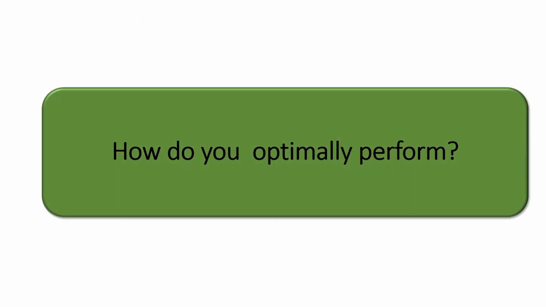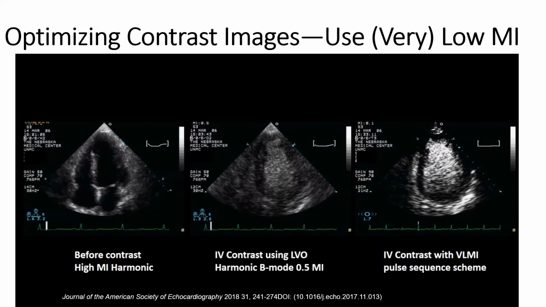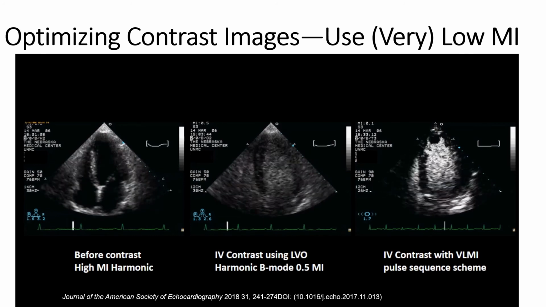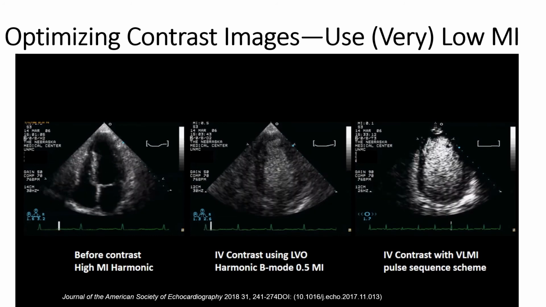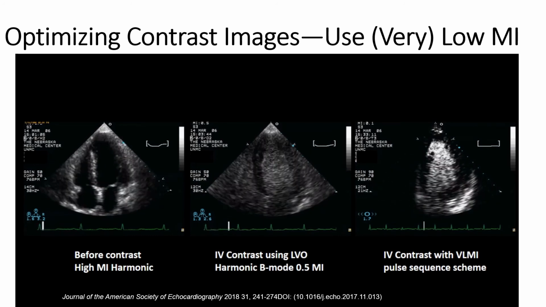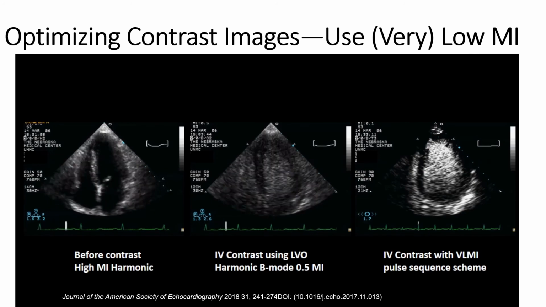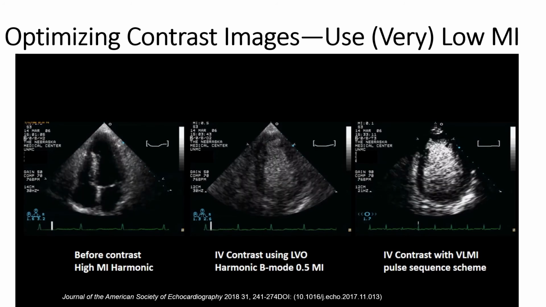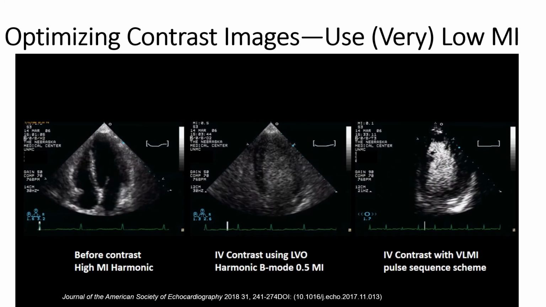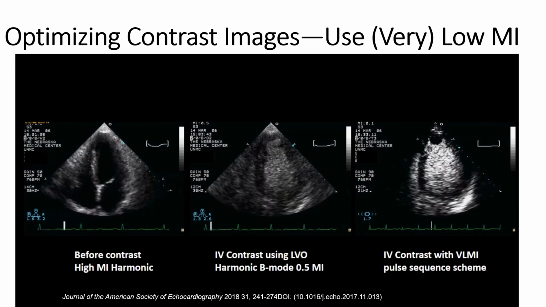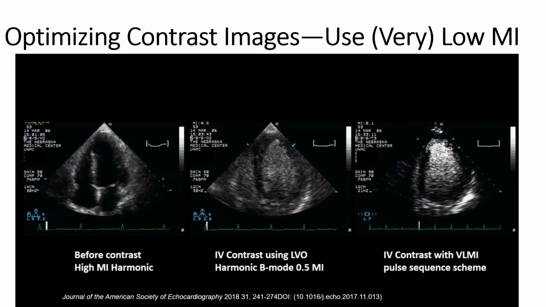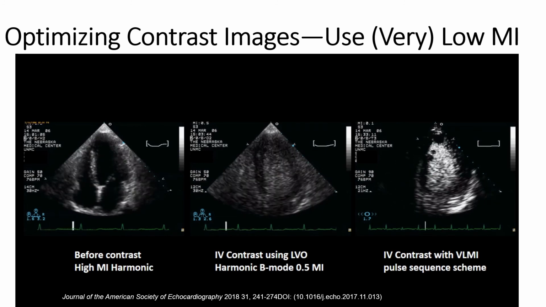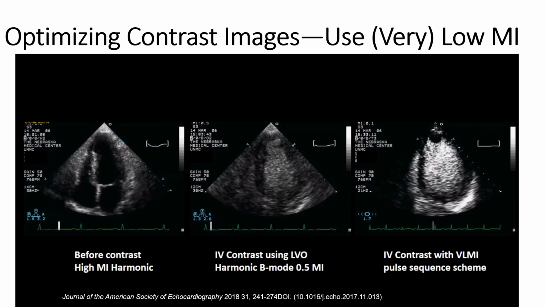So how do you optimally perform contrast echo? Ultrasound machine settings to optimize contrast are essential to understand. Most often we prefer very low mechanical index imaging for left ventricular opacification because this preserves the contrast agent, destroying the least amount and giving the best images.